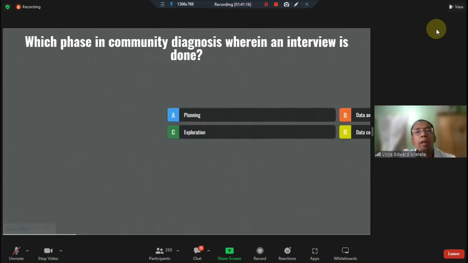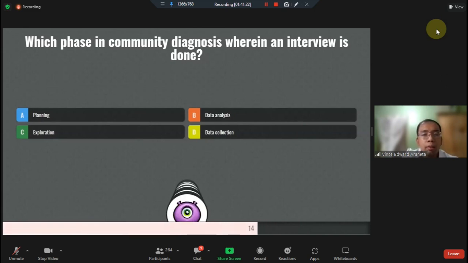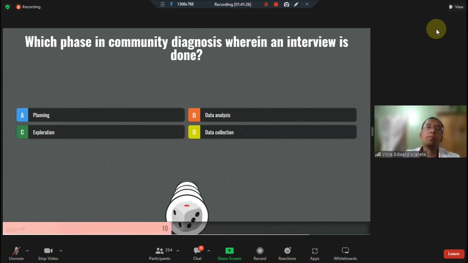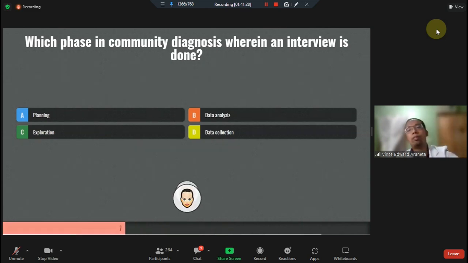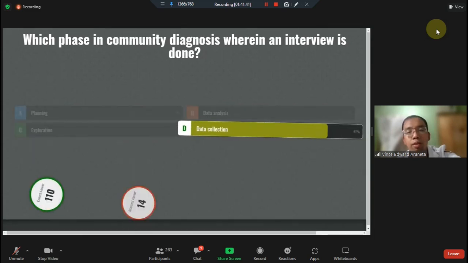Which phase in community diagnosis wherein an interview is done? A, planning, B, data analysis, C, exploration, D, data collection. The answer is data collection.